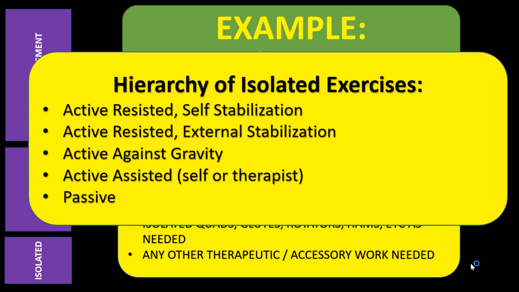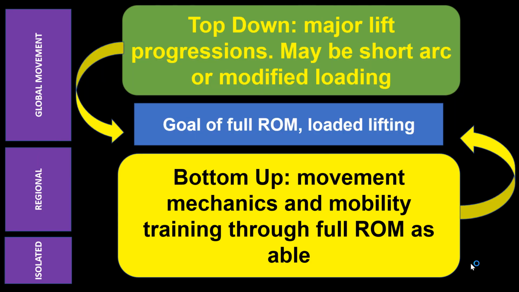So as a summary, the top-down, bottom-up model gives us a chance to provide some major movement pattern progressions, which might be short arc, they might be modified, but they're at least getting at the functional level and the global level, and training at that level to try and carry over once we improve some of the bottom-up issues like movement mechanics or mobility. We try and get through as much range of motion as possible with those as well, and eventually over time the progressions of each allow us to get full range of motion, whatever's full for that individual for that movement pattern, and hopefully loaded through as much loading as we possibly can.